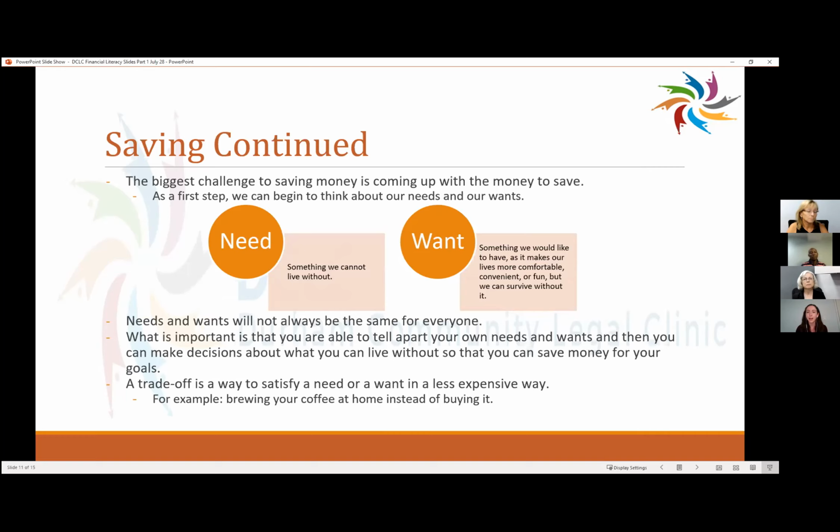So something that I can't survive without, maybe someone else could, and it just completely depends. What's important is to try and figure out what your own needs and wants are. That way you can make decisions about things you can live without to be able to save your money for your goals. And a way to do that is through a trade-off.